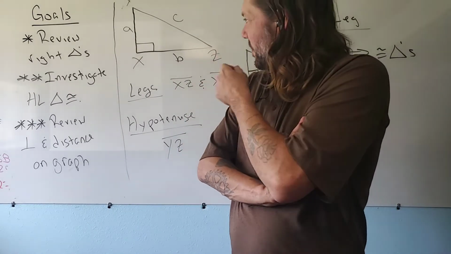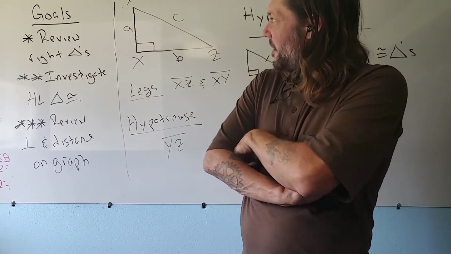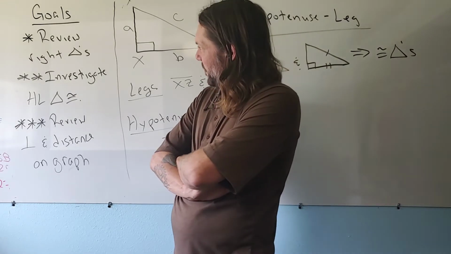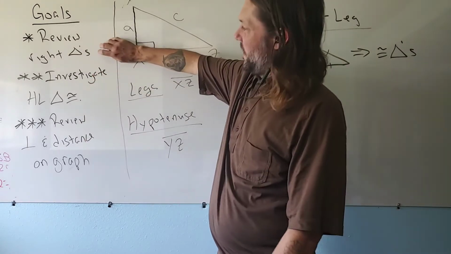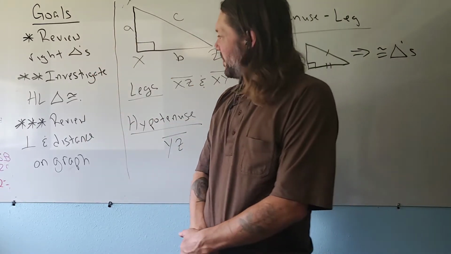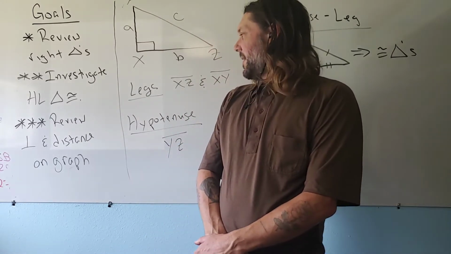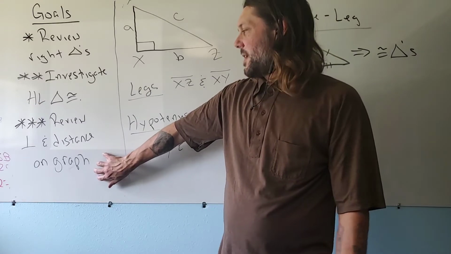So let me just go over the goals for this lesson, and I hope that I can hit them all here. The first thing I want to do is review the parts of right triangles, and then I want to investigate the hypotenuse-leg triangle congruence, and then after that, I'd like to go back and review perpendicular and distance on the coordinate plane.